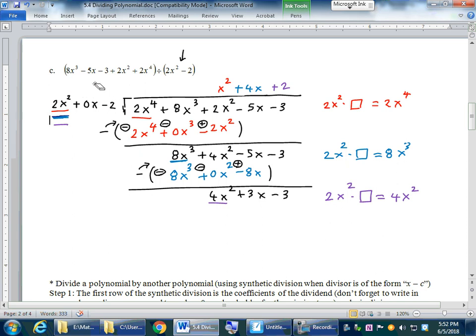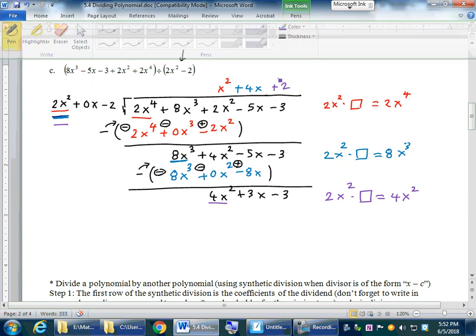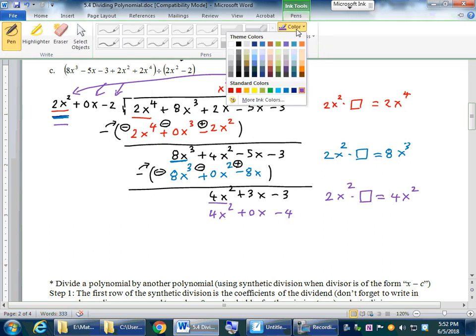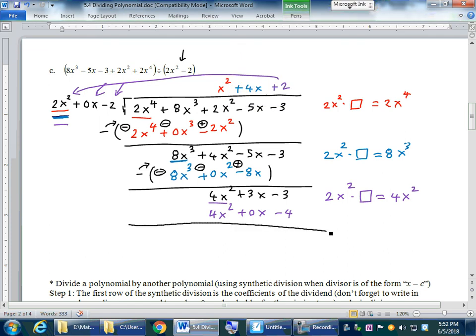We multiply it, which is multiplied to every single term. So that will become 4x squared plus 0x minus 4. And then we subtract, and that will give us our final answer. So distributing the negative will be minus, minus right here, and then plus right there. So this will give me 3x plus 1 is the remainder.